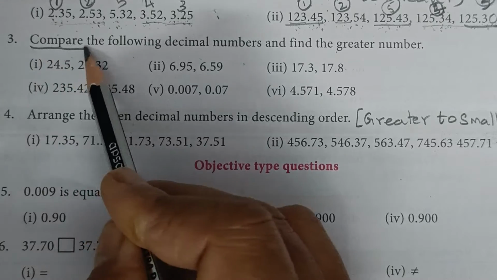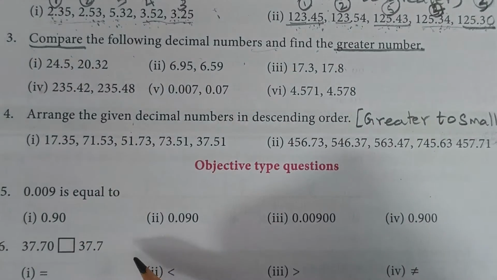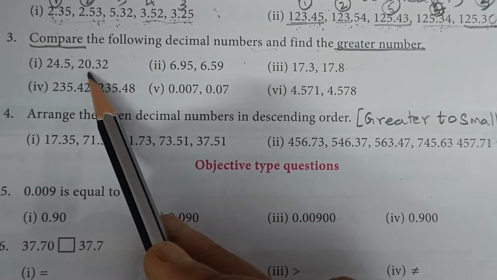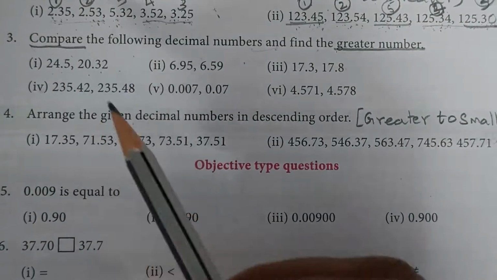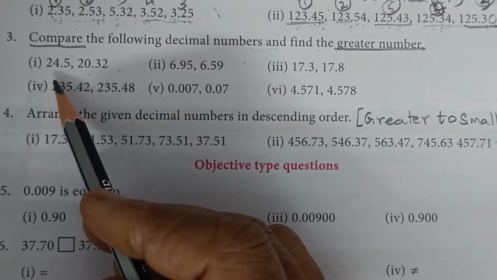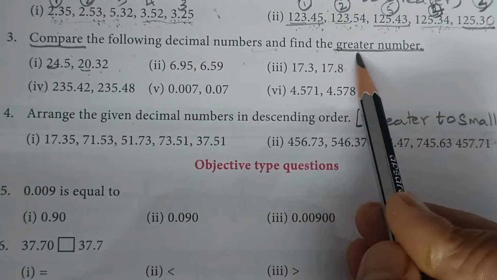We have to compare them and find the greater number. So let us read 24.5, 20.32. Now you all would have got an idea, children. Tell me quickly, what will you compare first? Yes, it is the whole part. 24 and 20. Which is greater?